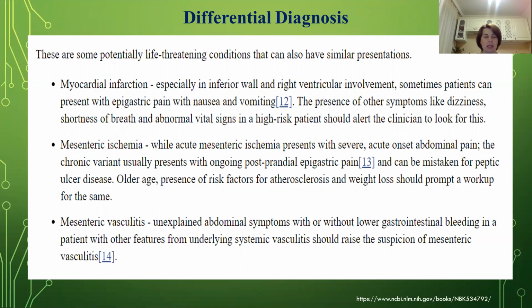Mesenteric vasculitis is represented by unexplained abdominal symptoms with or without lower gastrointestinal bleeding in a patient with other features of underlying systemic vasculitis, and such a patient should raise suspicion of mesenteric vasculitis. As in mesenteric ischemia, in mesenteric vasculitis the main cause of the pain is ischemia or ischemic damage of the tissue.